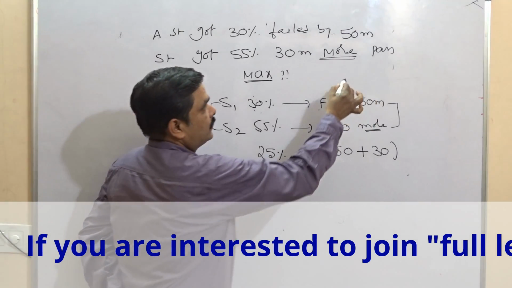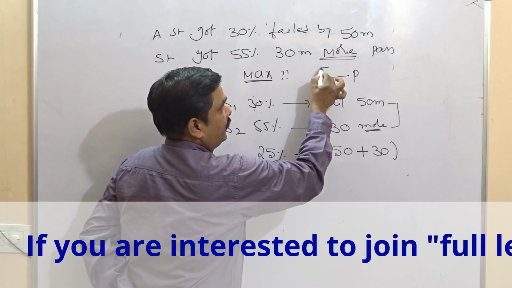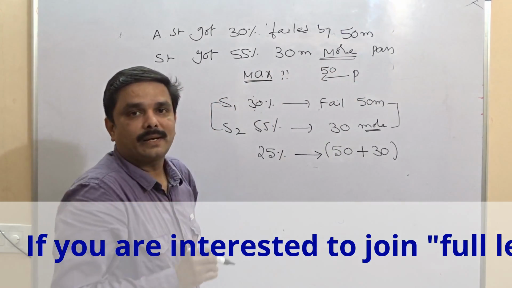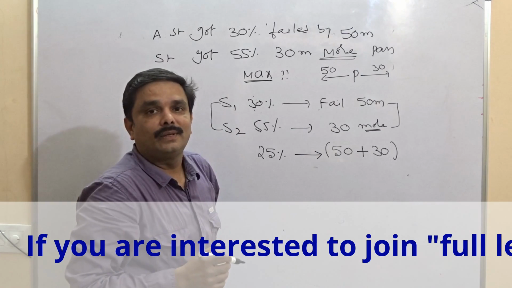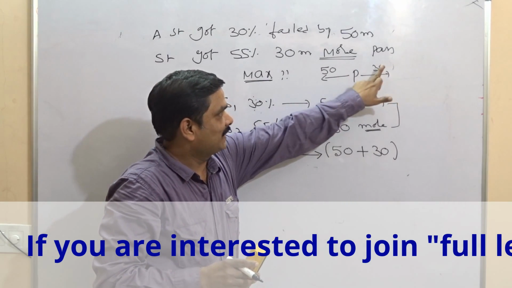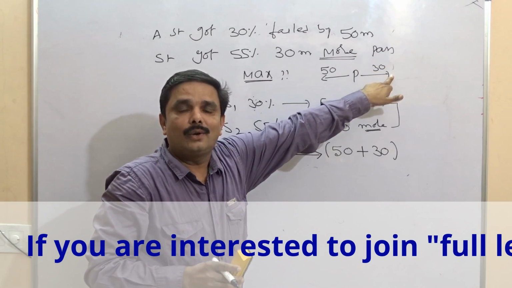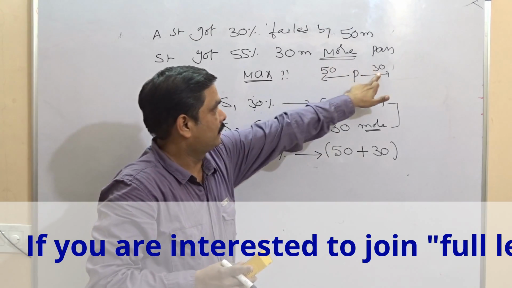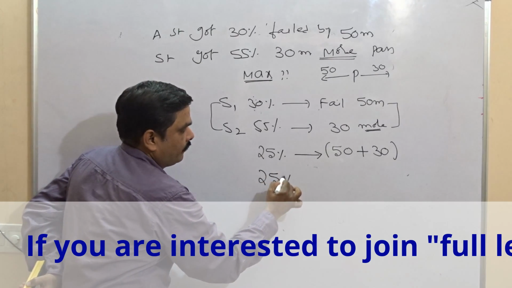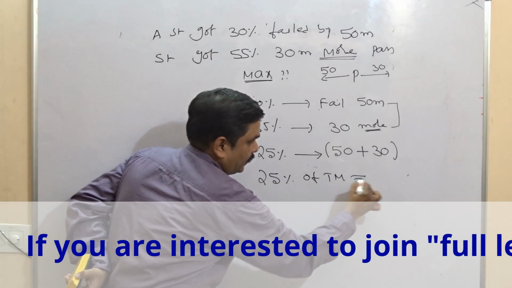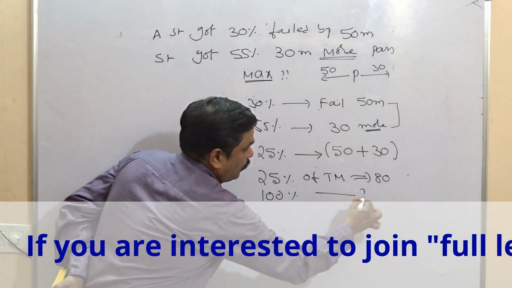The logic is simple. Suppose this is the pass mark. The first student got 50 marks less than pass mark, and the other student got 30 marks more than required for pass. Obviously, the difference between these two is 50, again over and above that 30. The difference will become 50 plus 30, that should be 80. Now, my direct unitary equation is 25% of total marks is equal to 80. Then 100% is equal to how much?